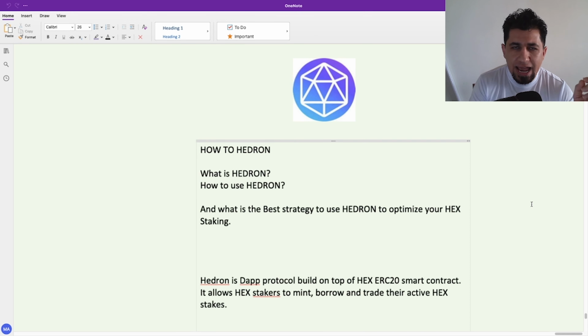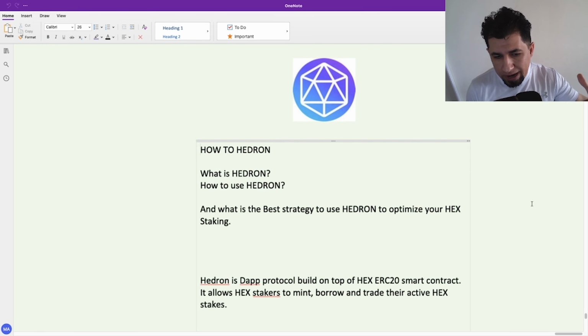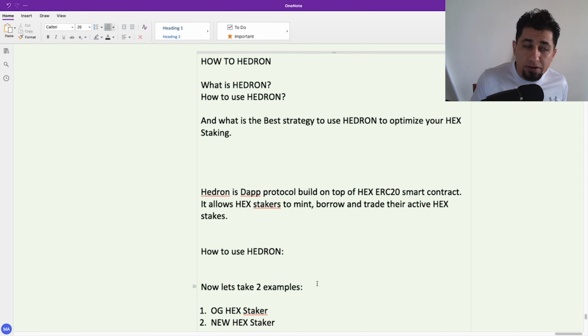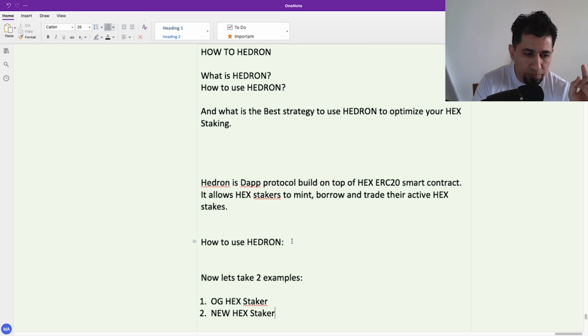HEDRON is a dApp protocol that has been built on Hex, an ERC20 smart contract. It allows Hex stakers to mint, borrow, and trade their active Hex stakes. So we are going to take two examples here, an OG Hex staker and a newbie Hex staker, right? Someone who doesn't have days in his stakes yet, or heck, even doesn't have any Hex now. He just wants to buy Hex so he can stake it. So we're going to go through these two examples, and I'm going to show you the difference between each one of them using the HEDRON protocol.